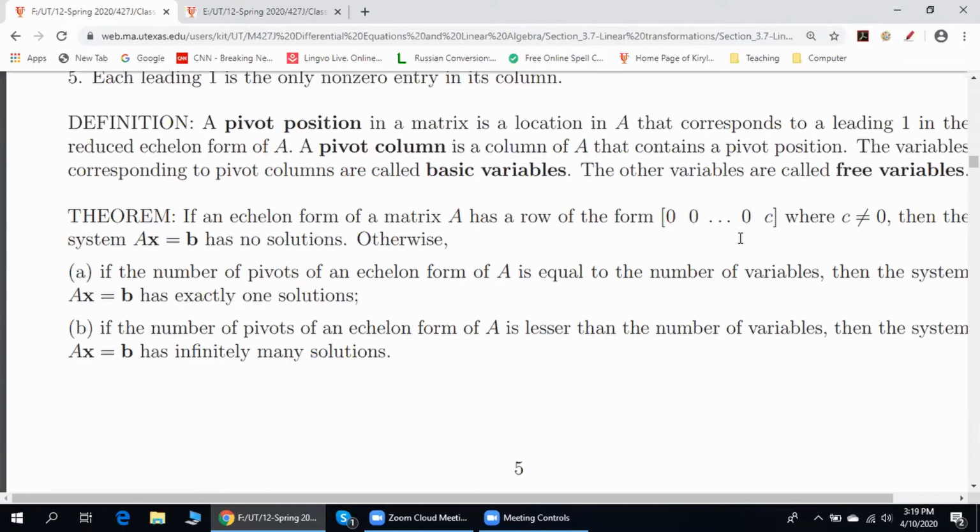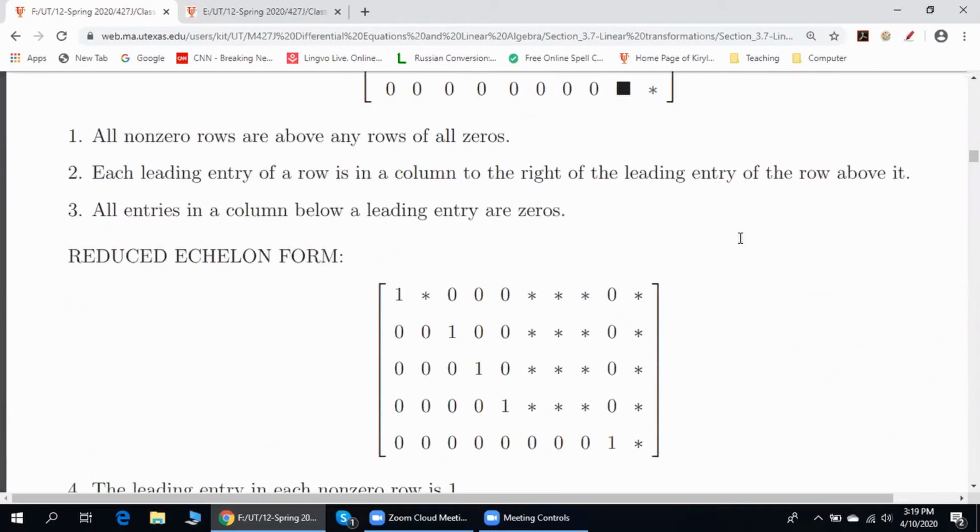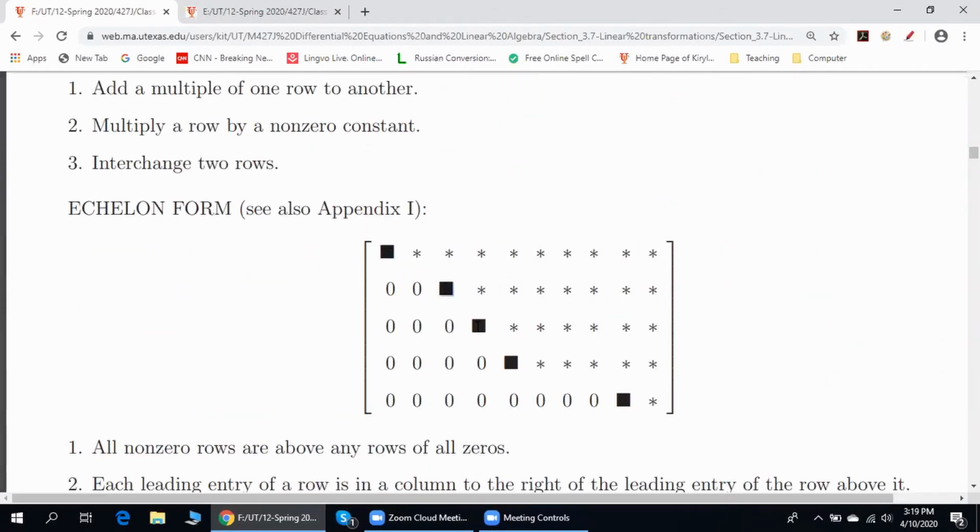Yes. Other questions? I know the definition is right here, but could you go over what the pivot position is? Yes. Pivots are these black squares. A pivot column is a column with a black square. Does this make sense? Yes, thank you.